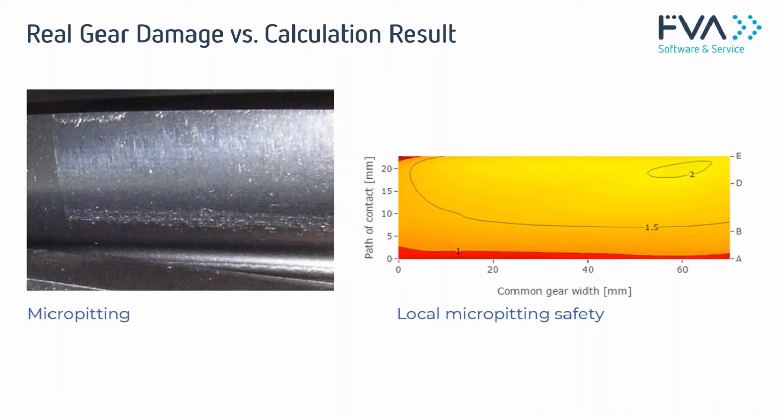The methods which are applied in the FVA Workbench have been used for, let's say, 40 years in the companies and in the FVA, and I think a lot of gearboxes which were manufactured in the last 40 years have tooth modifications evaluated with these methods, which are now integrated in the FVA Workbench.